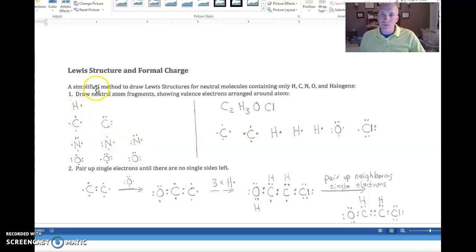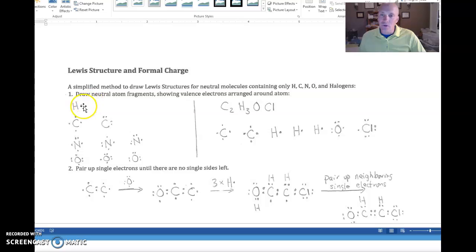So in this video, I want to do a quick review of Lewis structures and introduce this concept of formal charge. Okay, different people have different ways of introducing Lewis structures. I want to talk about a quick way that you can do most molecules that contain some fairly common elements: hydrogen, carbon, nitrogen, oxygen, and halogens.